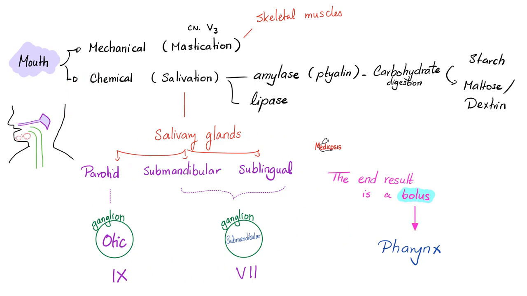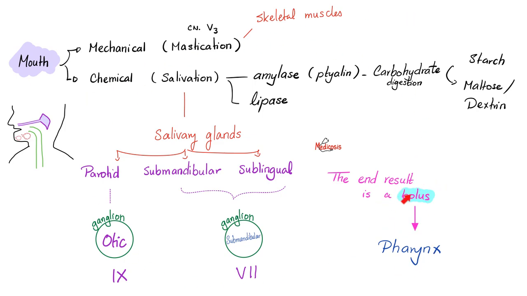The mouth did its job. The saliva digested some carbohydrate from starch into maltose or dextrin. Starch in plants is equivalent to glycogen in animals. And then you digest them into smaller maltose and dextrin. Mix all of this with saliva.